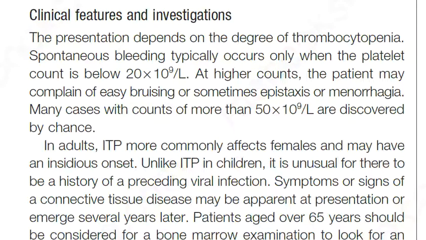In adults, ITP more commonly affects females and may have an insidious onset. Unlike ITP in children, it is unusual for there to be a history of a preceding viral infection. Symptoms or signs of a connective tissue disease may be apparent at presentation or emerge several years after.